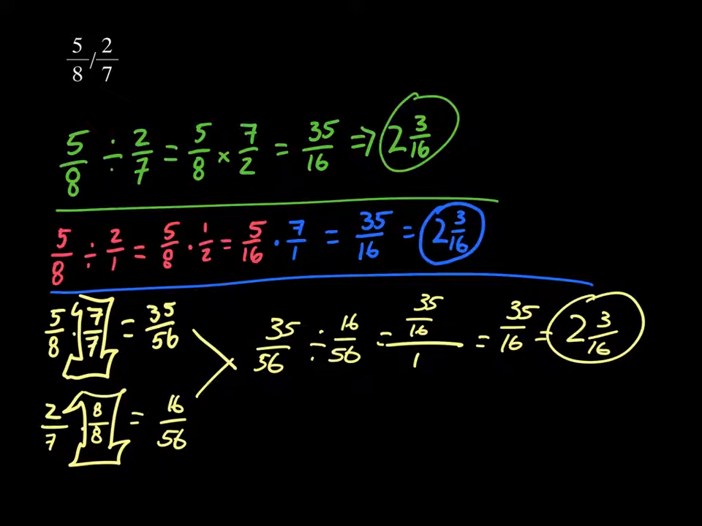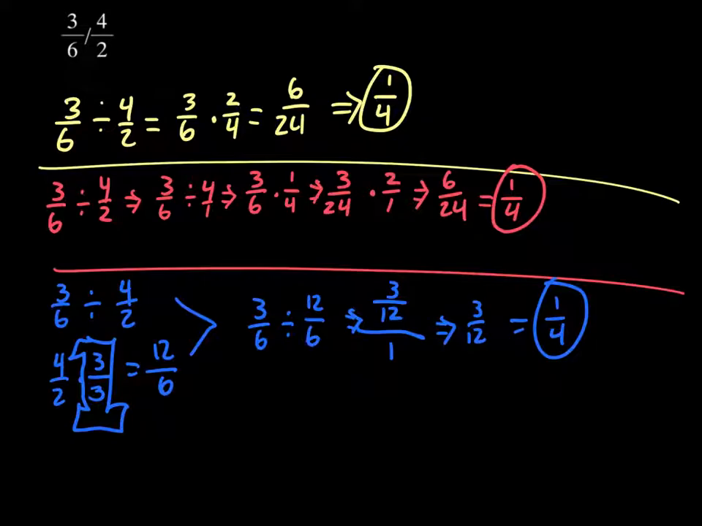Or we could do another way from yesterday, where you find the common denominator, in this case 56, and then divide left to right. So 35 divided by 16 gives you 35 over 16. 56 divided by 56 gives you 1, and we still end up with 2 3/16. Pause the video and take a moment to look over my work and see if that lines up with how you solved your problem in your notebook.